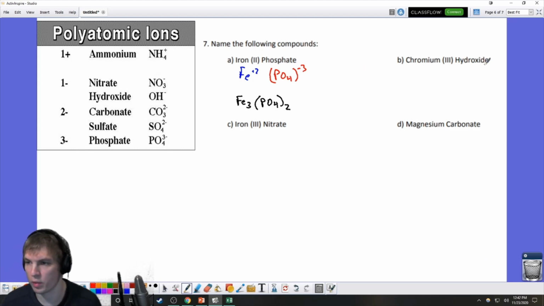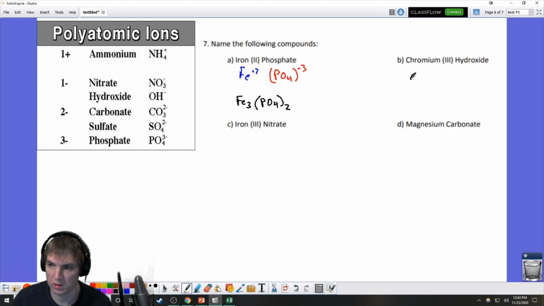7B says chromium 3 hydroxide. So chromium is Cr, and it's got a +3. Let me stick to color coding here. Cr +3, and then hydroxide is going to be right here. It's going to be an OH minus. So this entire thing, OH minus, is going to be a -1. So we're going to need 3 of these in order to balance out that Cr +3. So in this case, we're going to put Cr, and we only need 1 of these because it's going to stay as is, and we need 3 of these. So again, parentheses, OH, and then we need 3 of them.